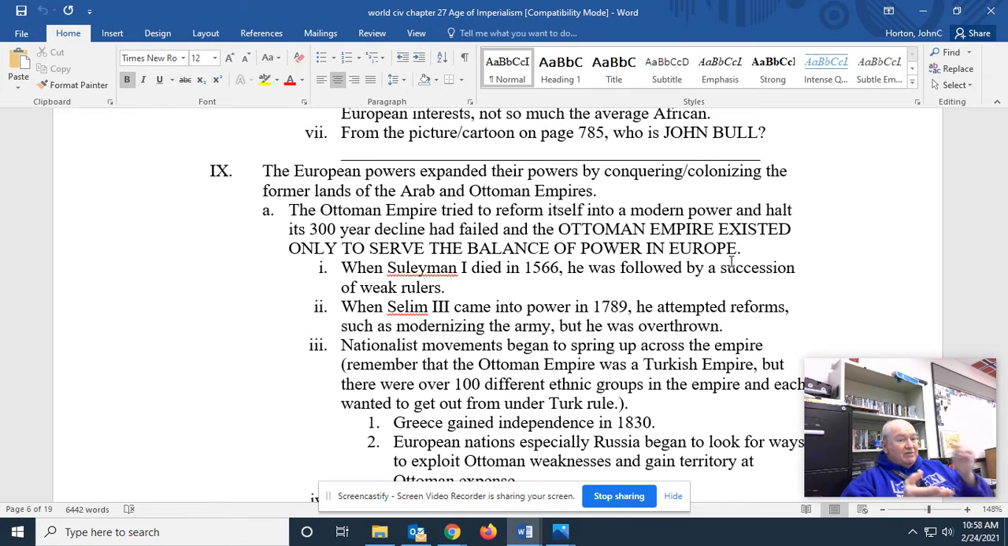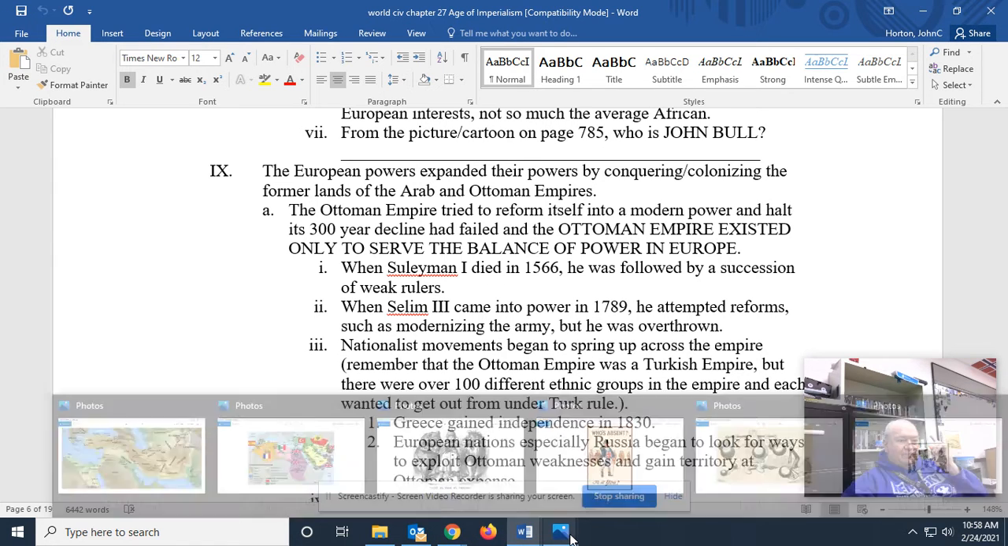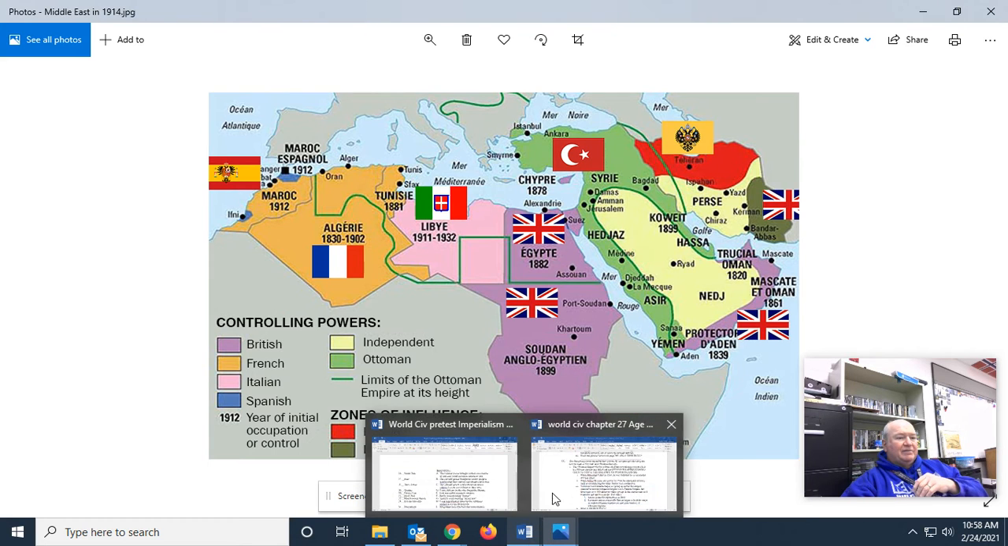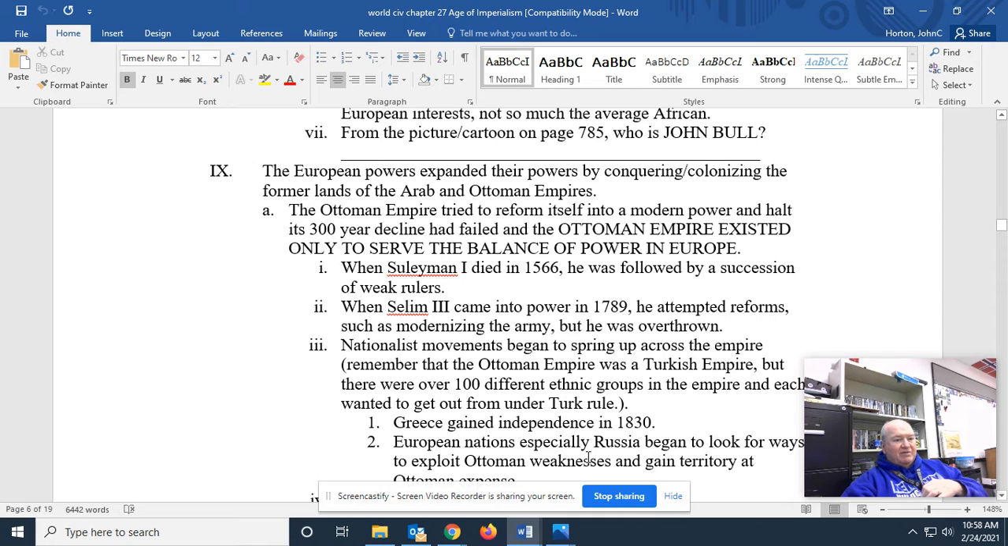The Russians would have really loved to have had this piece of property right here. They really wanted this. But what kept them from having it was the balance of power. If the Russians got that, they would have been too strong, and that would have upset the balance of power. So the other countries would not allow Russia or any other power to take over the Ottoman Empire.